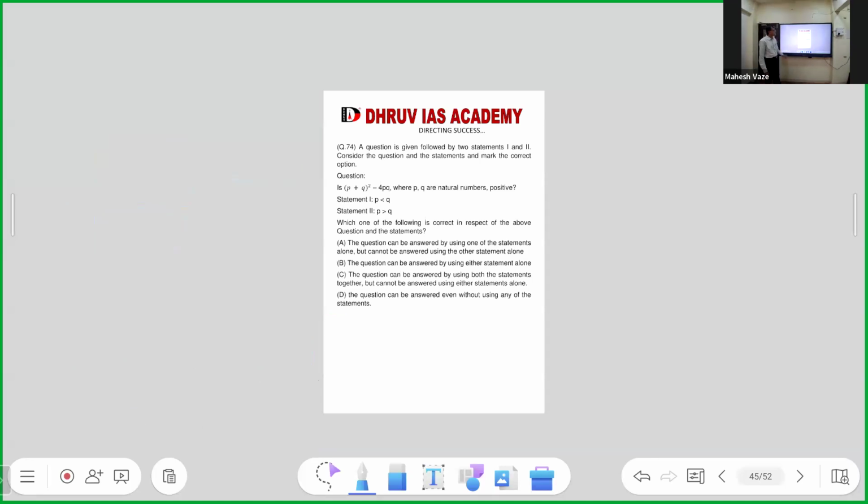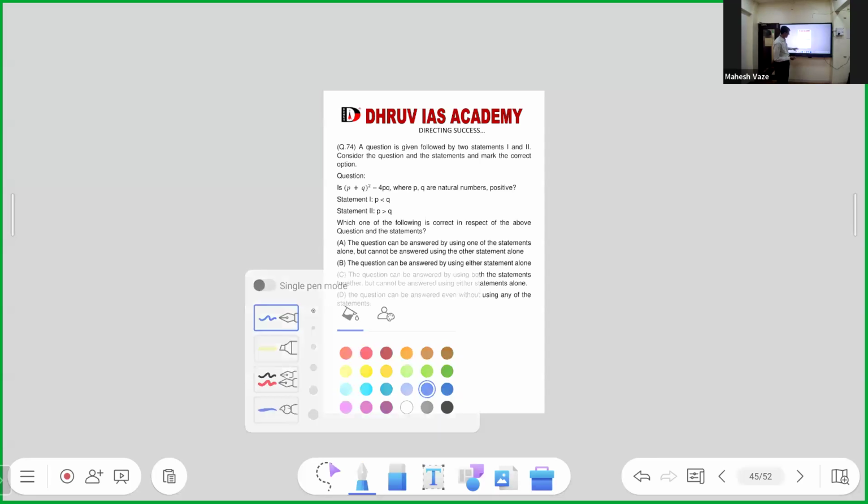A question is given followed by two statements. Again, data sufficiency. So I will not just read all the options. I will just see this question. P plus Q whole square minus 4PQ, where P and Q are natural numbers, positive. Means you have to find out whether this (P plus Q) square minus 4PQ is positive. From the question alone, we will not be able to tell whether it is positive or not. So we'll just break down the expression first.